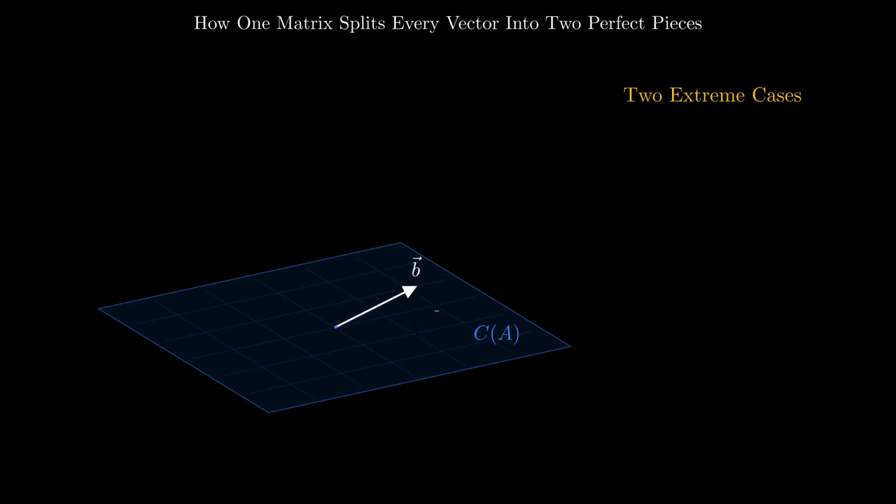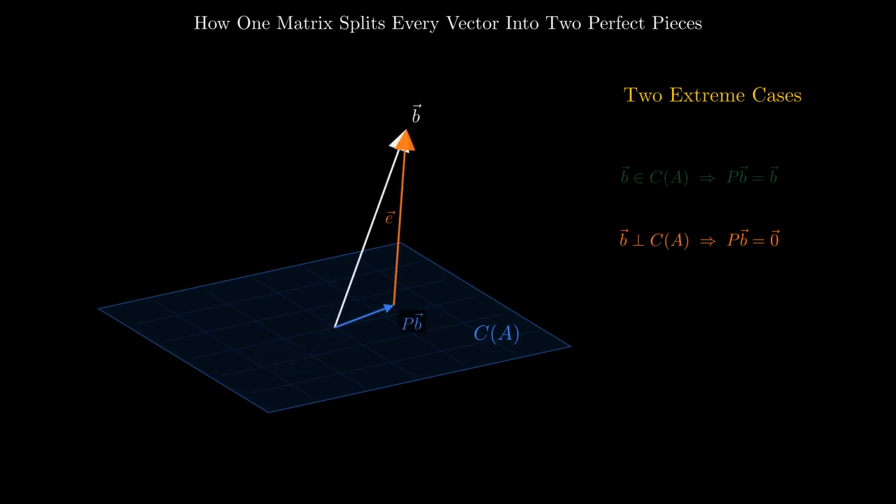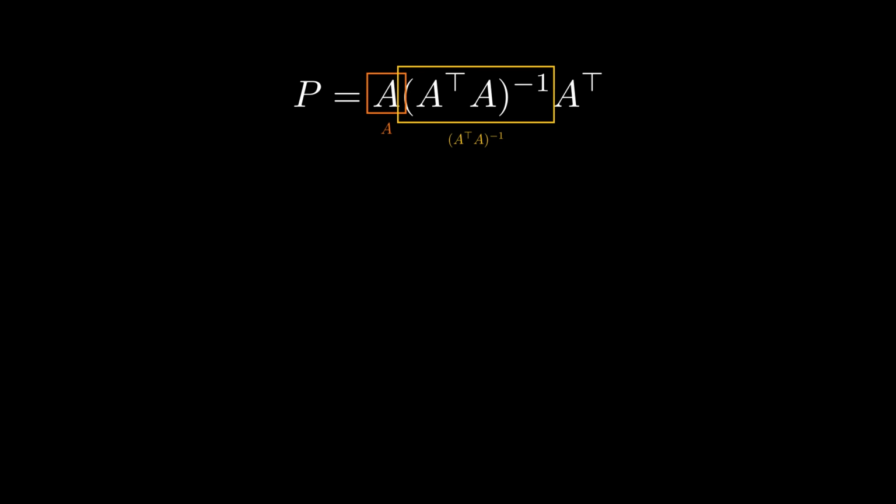First, if B already lies on the plane, then its shadow matches it perfectly. The projection equals B itself. Second, if B points perpendicular to the plane, then its shadow collapses to zero. The projection is the zero vector. These two extremes reveal everything about how projection works, and they expose a second projection matrix that you get for free. The projection matrix P equals A times the quantity A transpose A inverse times A transpose.